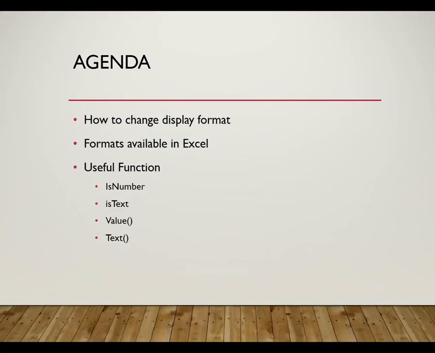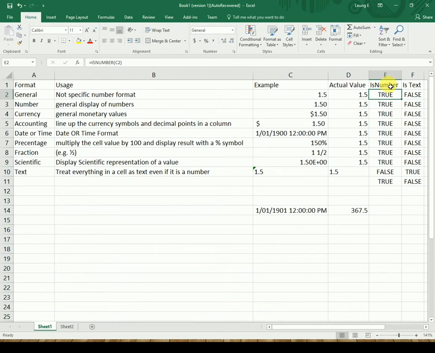I'm going to demonstrate functions like isNumber, isText, value, and text. So isNumber tells us whether the cell is actually a number or not. For example, here I'm referring to this cell C2. It is a number. If it is General, it's a number. If it is Number, it's also a number. Currency is also a number. Accounting is also a number.